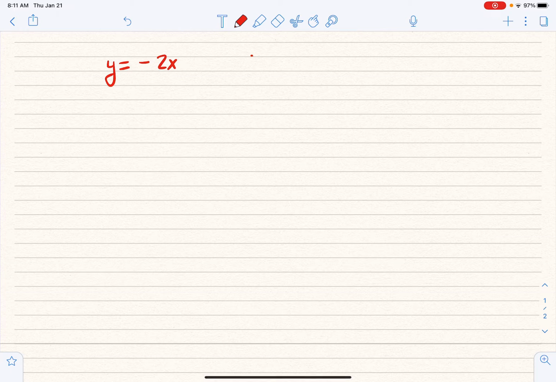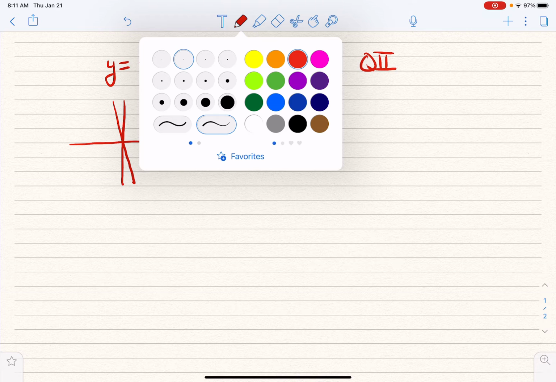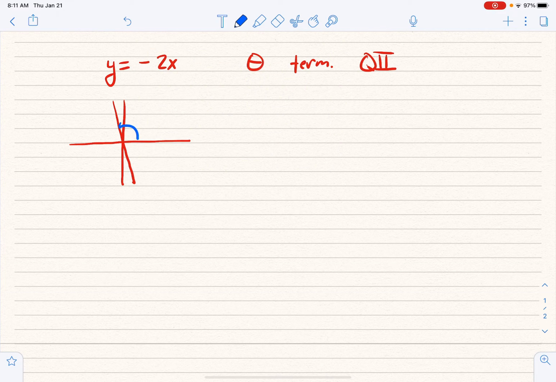And we are talking about, we say that theta terminates in quadrant 2. Now just to give you an idea, we should probably have an idea of what this looks like. y equals negative 2x would look something like this. And we're saying, here's theta. Theta is on the line y equals negative 2x, and it's in quadrant 2. So that's something over here, okay?